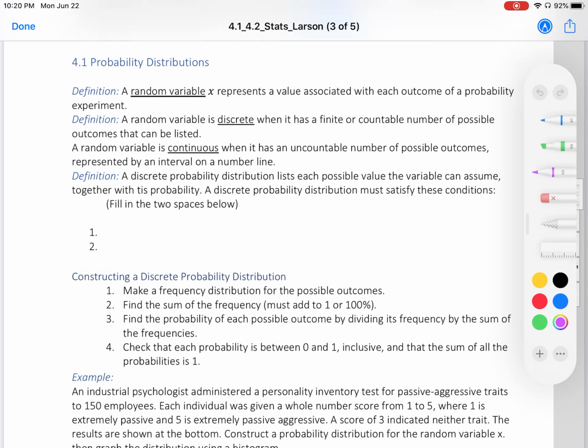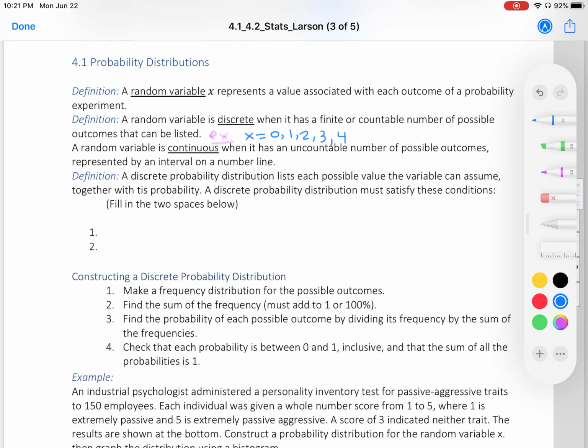Next definition: a random variable is discrete when it has a finite or countable number of possible outcomes that can be listed. So an example would be like 0, 1, 2, 3, and 4. It's finite and it's countable. A random variable is continuous when it has an uncountable number of possible outcomes represented by an interval on the number line.